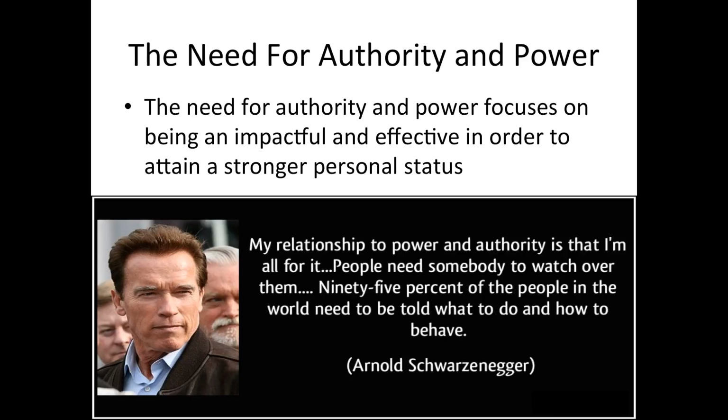they can advance in. And there's a great quote by Governor Arnold Schwarzenegger, and he says, "My relationship to power and authority is that I'm all for it. People need somebody to watch over them. 95% of the people in the world need to be told what to do and how to behave." This is very interesting, and he obviously achieved a governor status coming as an immigrant from Austria, somebody who believed in himself. I think Maslow's theory definitely applies to Arnold Schwarzenegger and what he accomplished. He definitely has self-actualization in order to accomplish the things that he's done.